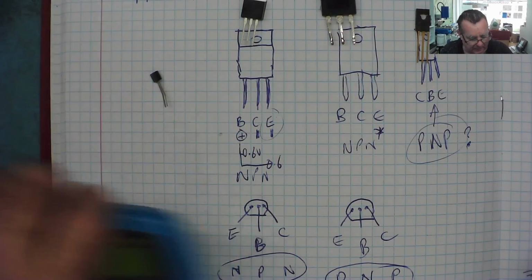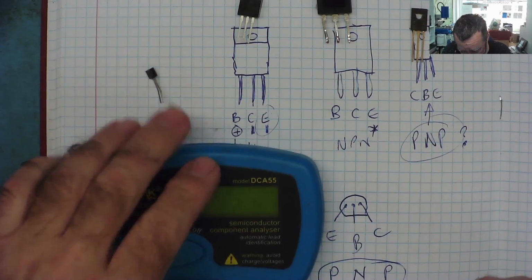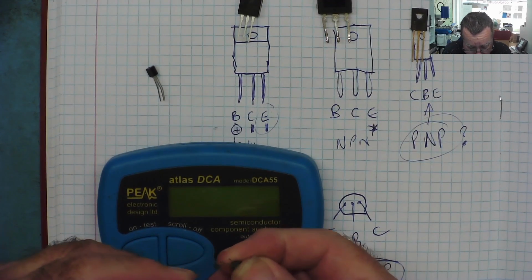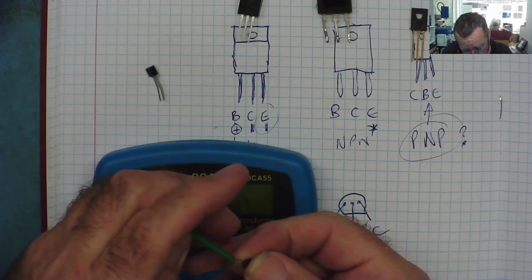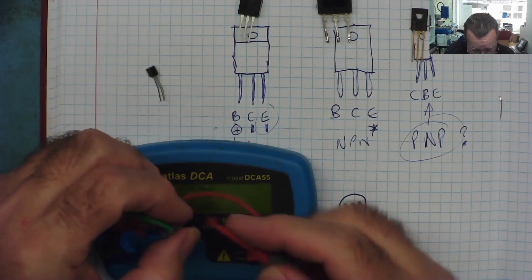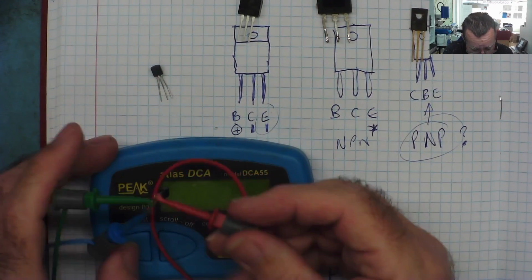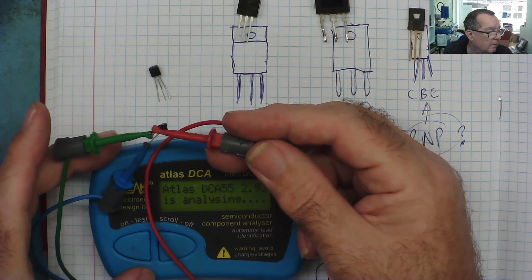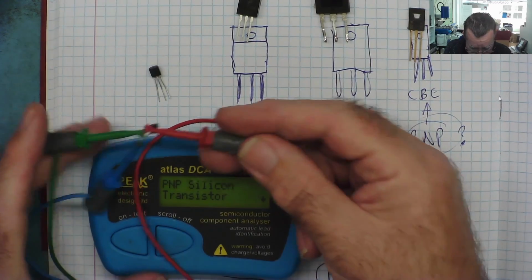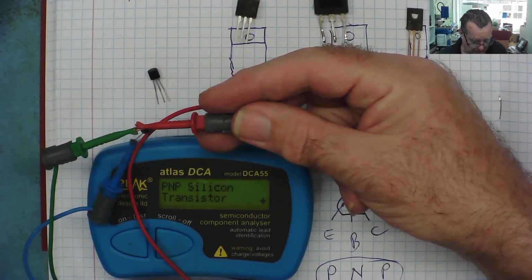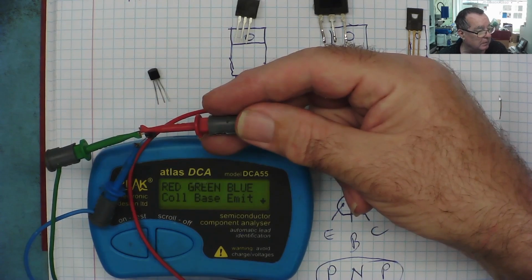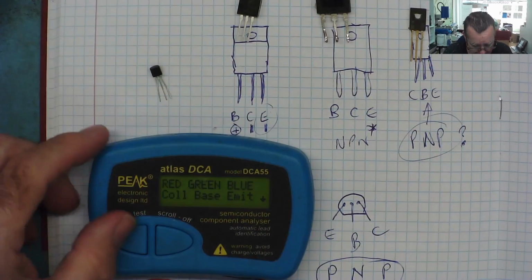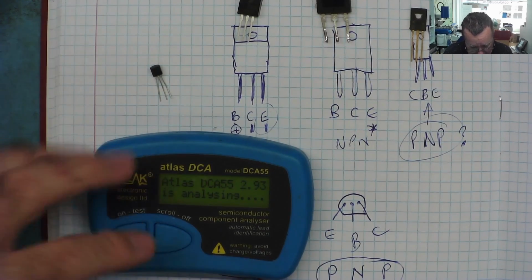Let's go one more time with this. We know this will find this, so I'll put it the same way as I had it. So the blue is on the emitter, green on the base, red on the collector. Okay. Yes, PNP, which is what we thought it was, and green is the base. Okay, blue is the emitter. So once again, the multimeter identified all the pins for us.